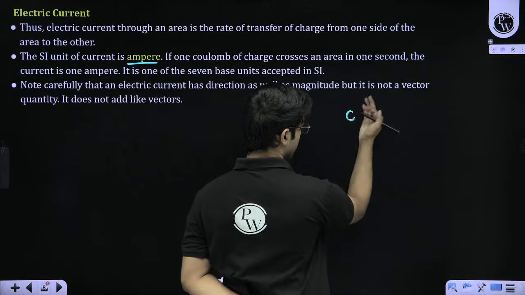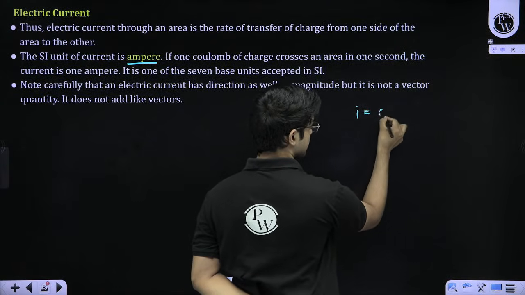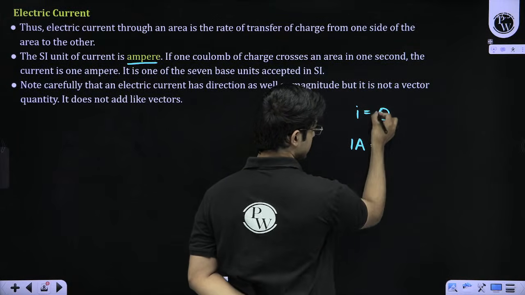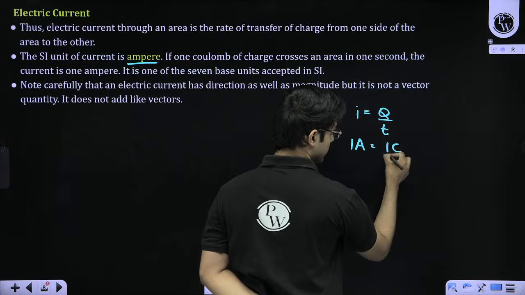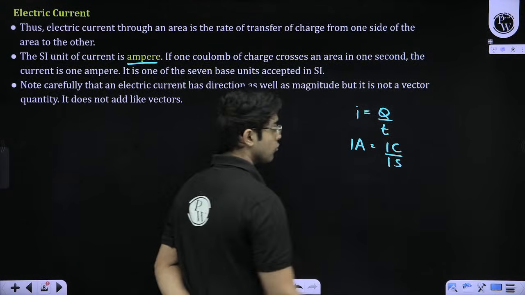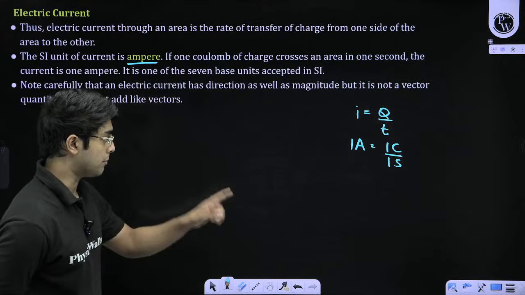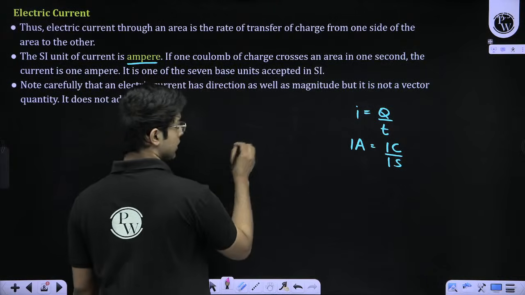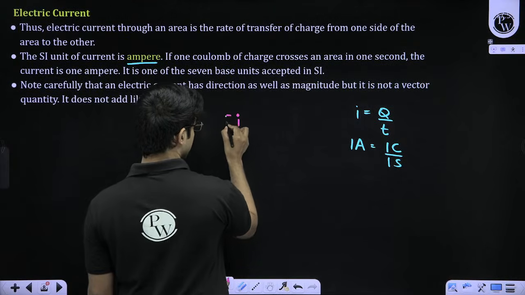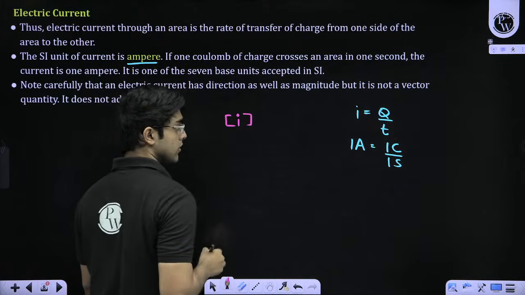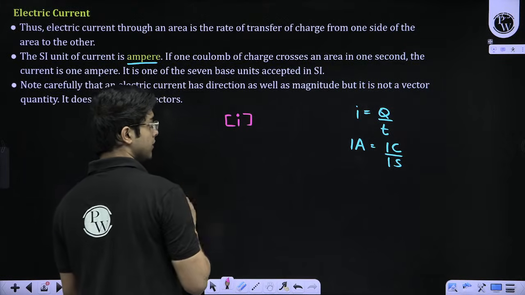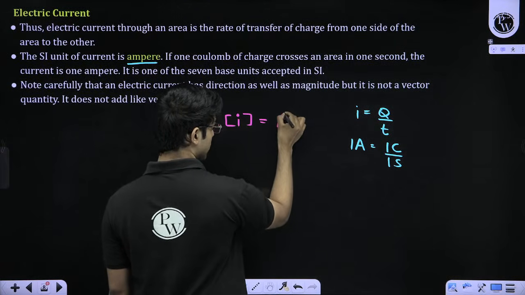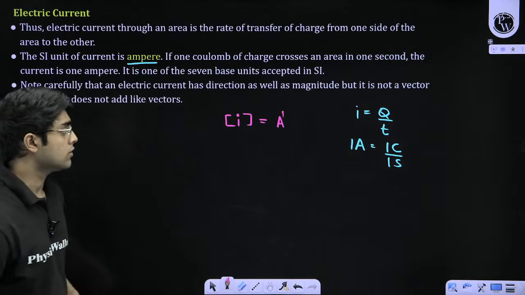So use the relation I equal to Q by T. So you can get the definition of 1 ampere. The SI unit of charge is 1 coulomb, the SI unit of time is 1 second. So 1 coulomb per second is defined as 1 ampere. Current is one of the fundamental physical quantities, if you remember, the 7 base physical quantities. So the dimension of current will be simply ampere raised to power 1.